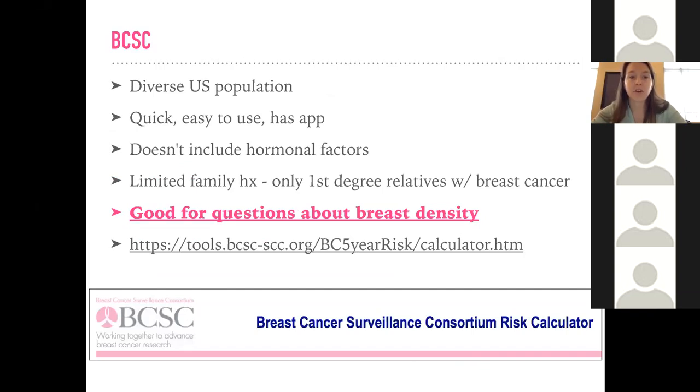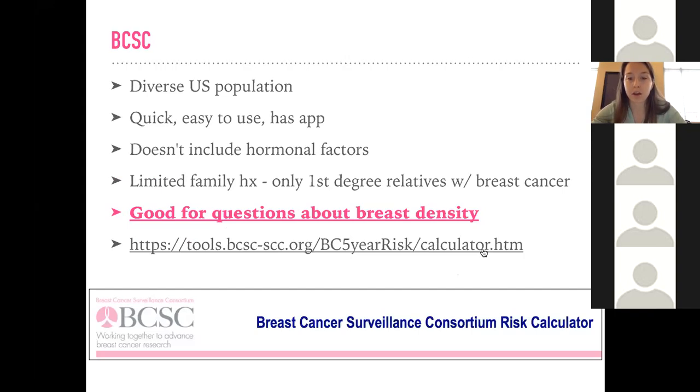This one is actually the one that I think is maybe most commonly used, or is just easier to use in clinic. The thing that it can be helpful for is that it does have a question about breast density. So you can include that if patients are coming in with questions about that. It does have limited family history as well, but it has a pretty diverse group of people that it was based off of. So it can be good to use for primary care settings.